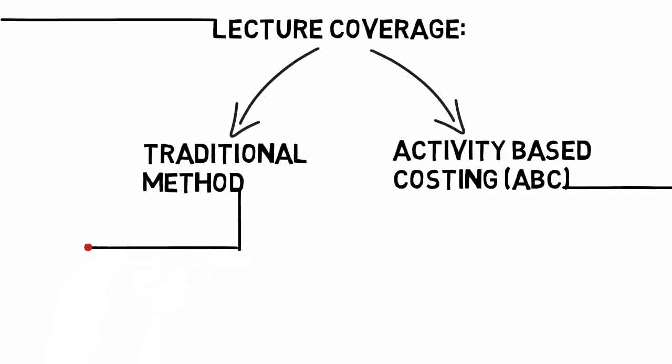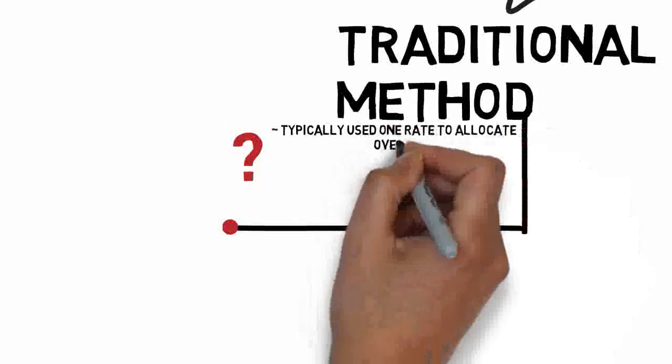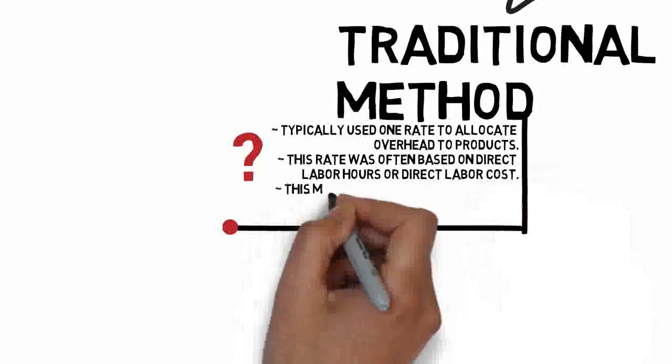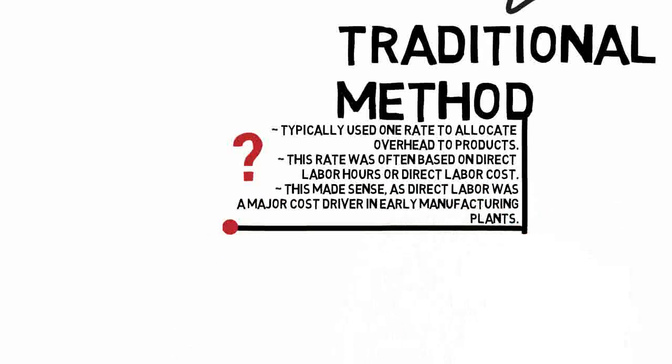So, what is the traditional costing method? The traditional costing method typically used one rate to allocate overhead to products. This rate was often based on direct labor hours, or direct labor cost. This made sense, as direct labor was a major cost driver in early manufacturing plants.